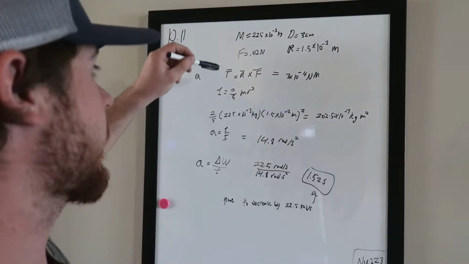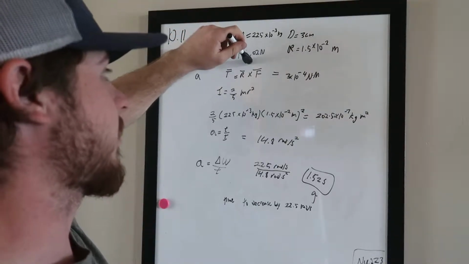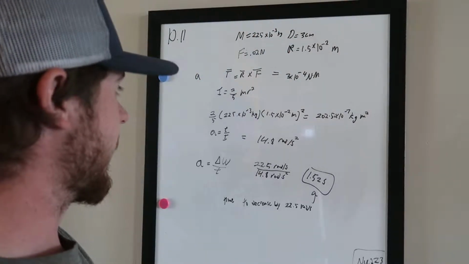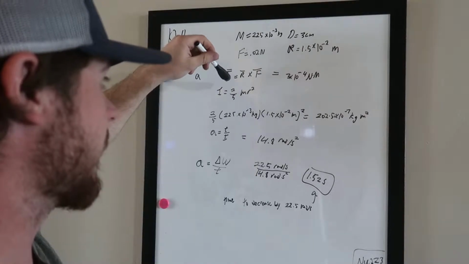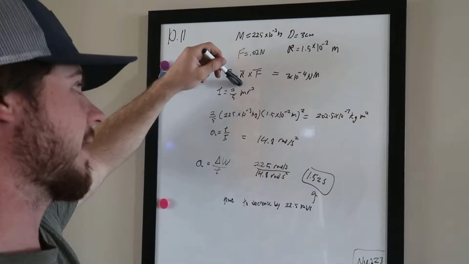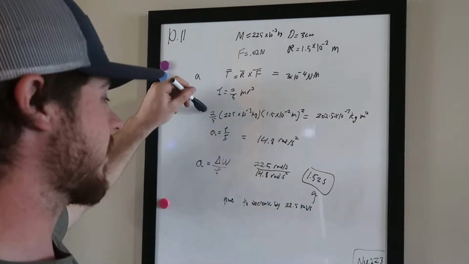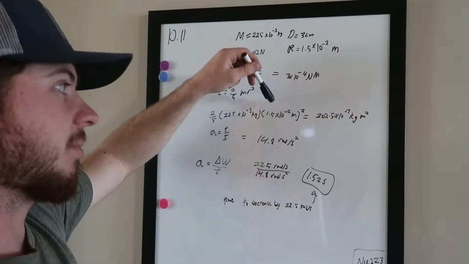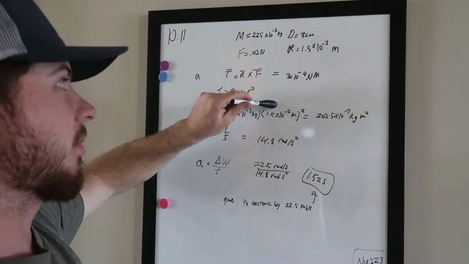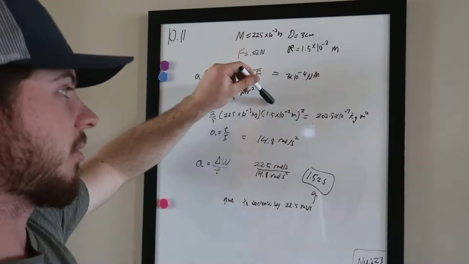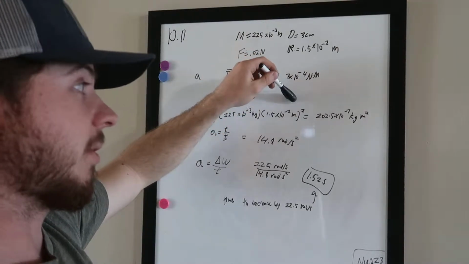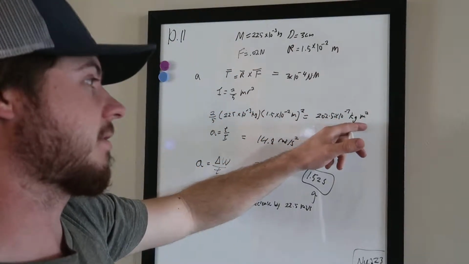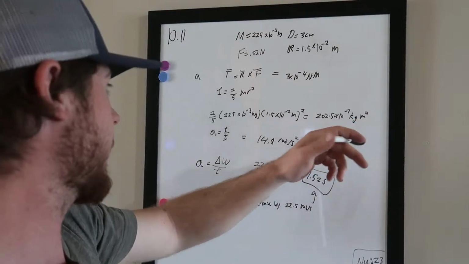And so we've got the equation for torque right here, so it's going to be the radius times the force, which is equal to 3 times 10 to the negative fourth newton meters. And then the moment of inertia is going to be 2 divided by 5 multiplied by the mass times the radius squared. And so we have that right here, 2/5 times 225 times 10 to the negative third kilograms multiplied by the radius of 1.5 times 10 to the negative second meters squared, which is going to equal 202.5 times 10 to the negative 7 kilograms per meter squared.